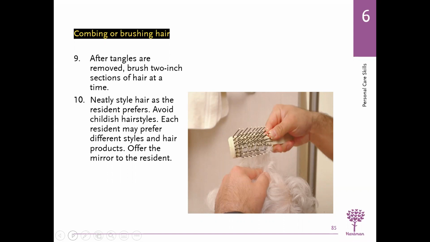Lice eggs may be visible on the hair, between the ears, or on the neck. They are small and round and may be brown or white. Lice droppings look like fine black powder. They may be on sheets or pillows. If the nursing assistant notices any of these symptoms, they should tell the nurse immediately. Lice can spread very quickly.